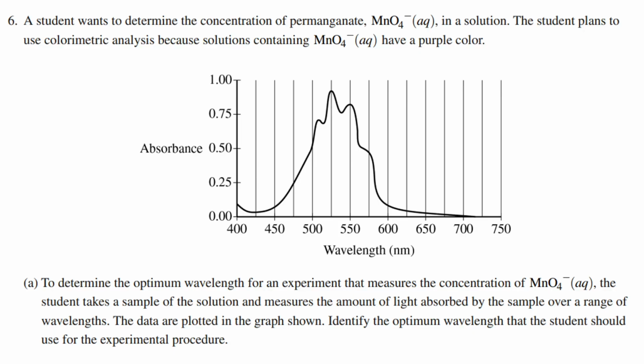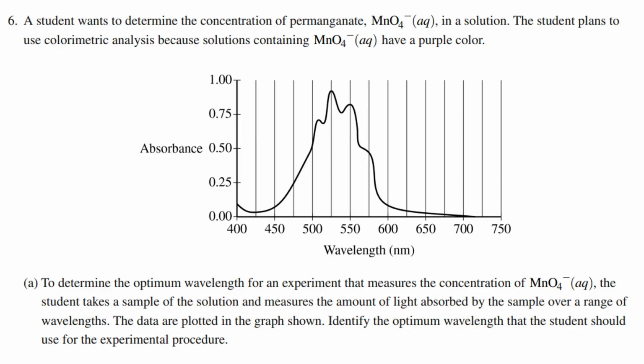It starts off saying a student wants to determine the concentration of permanganate in a solution. So it's probably potassium permanganate or lithium permanganate or something, but it's got permanganate ions in it because it's a soluble solution. The student plans to use a colorimetric analysis or spectrophotometry analysis because solutions containing permanganate have a purple color, like we learned earlier today. And then we see this graph of absorbance, and you probably already can imagine what one of the questions is going to be based on how we've practiced, and that is part A.